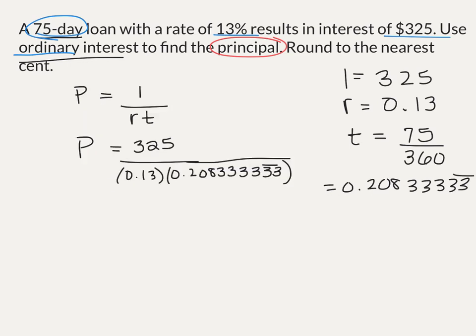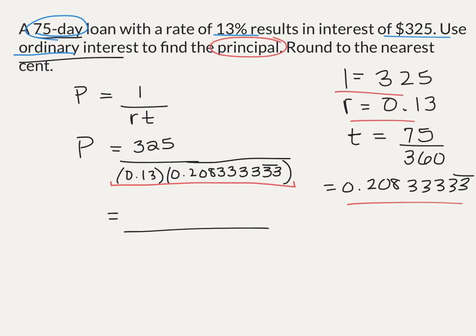Our next step is to take the values we identified and plug them into the formula for principal, which is P equals I divided by R times T. That means that we'll have 325 divided by 0.13 times 0.208333 repeating. First, we want to multiply the values in the denominator position. And remember, we want to keep that decimal as long as possible.